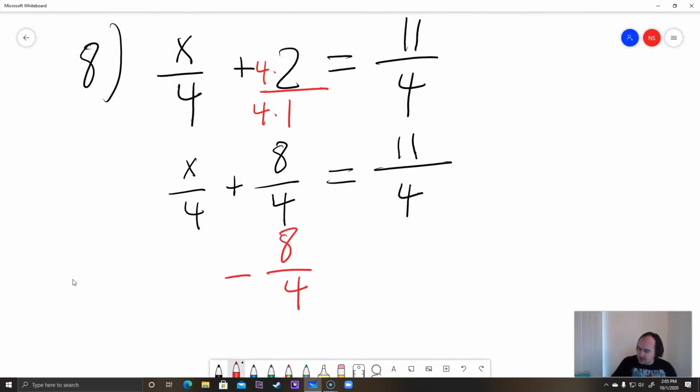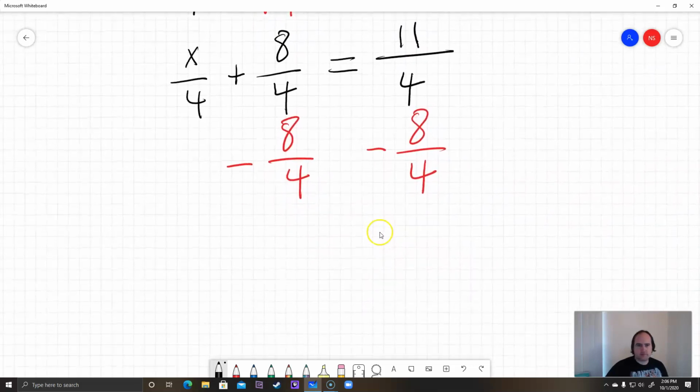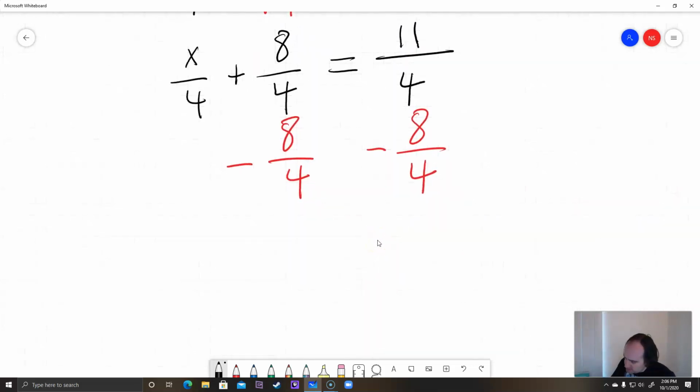So if I subtract 8 over 4 from both sides, on the right side, we can see that because we have the same denominator, we're just going to be subtracting the numerators. So we're going to have 11 minus 8 is 3 over 4. So we actually get x over 4 equals 11 minus 8 is 3 over 4.